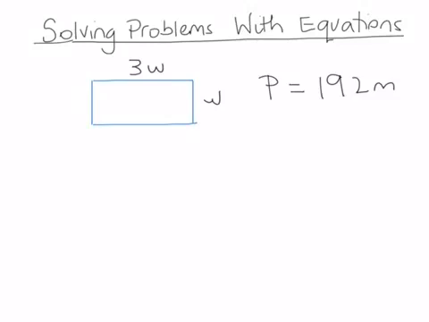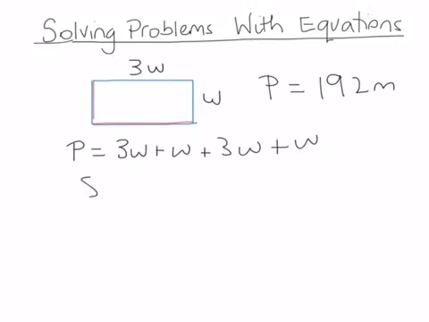What are its dimensions? The idea is to draw a diagram and put in the width and the length. We know that perimeter means adding up all the way around the outside. So going around my rectangle, it's 3W plus W. If I come along the bottom, that's the same as the top, so I need another 3W. And if I come up the side, that's the same as the other side, so I add another W. Adding all those W's up, I have 8W. But that's the perimeter, and we know that the perimeter is 192 metres.